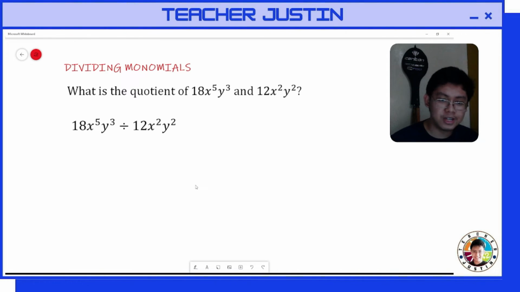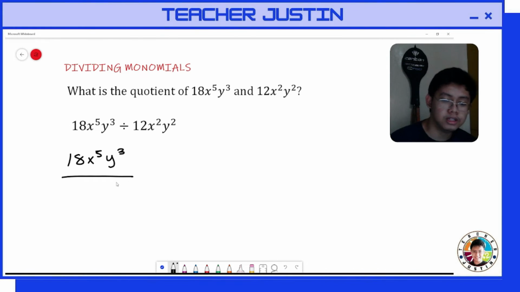We can also rewrite this into a fraction form, wherein 18x^5y^3 will be our numerator, and 12x^2y^2 will be our divisor. So we have here 18x^5y^3 all over 12x^2y^2. Alright. Now, let's proceed to dividing our monomials.